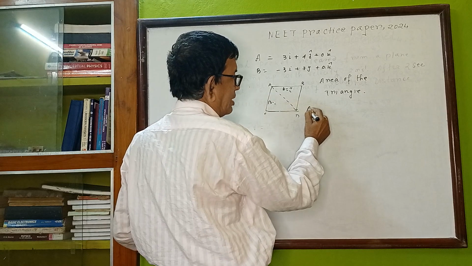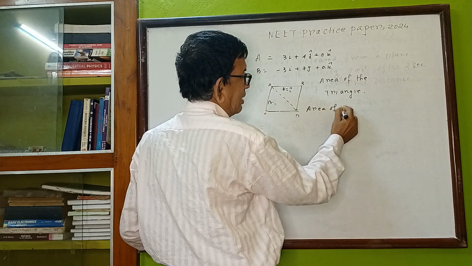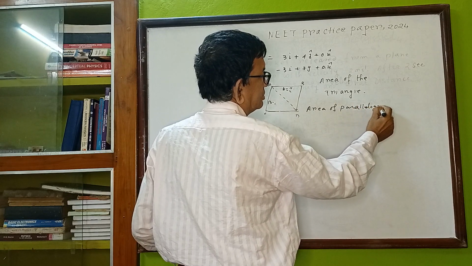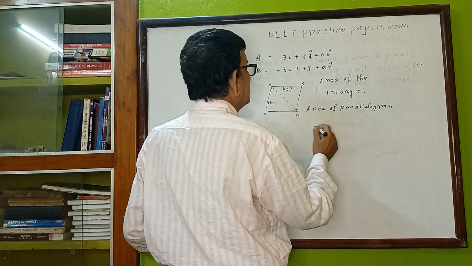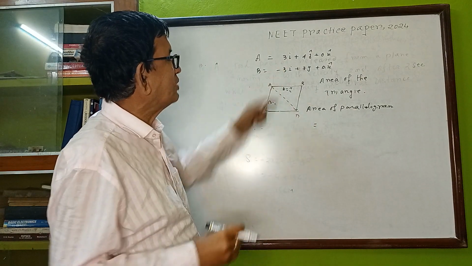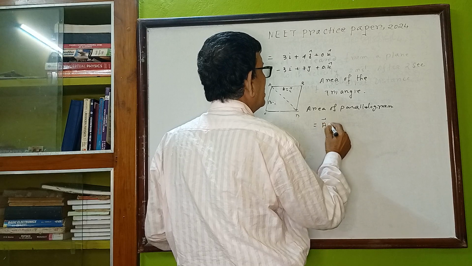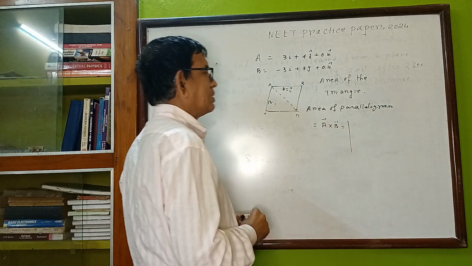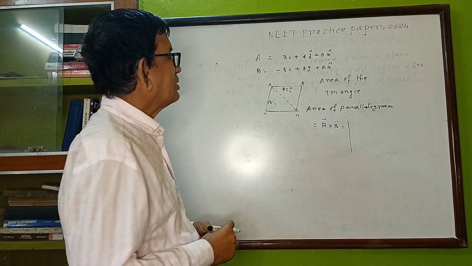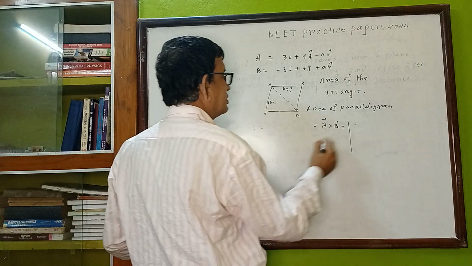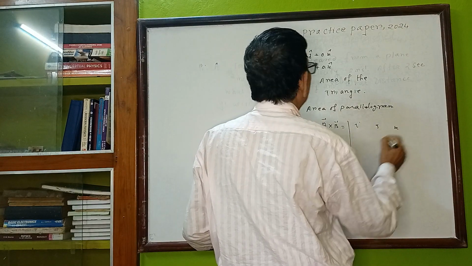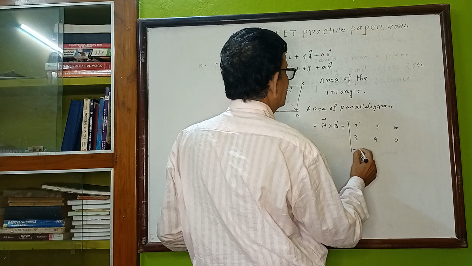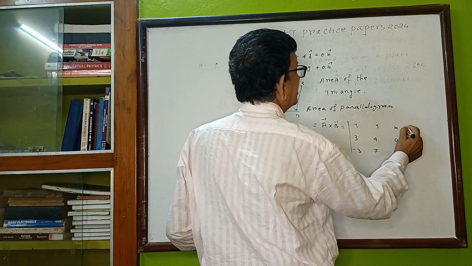So the area of the parallelogram is equal to the magnitude of the cross product of these two vectors, A cross B. First calculate A cross B, and after calculating it, take the magnitude. That means I, J, K, then you write down 3, 4, 0 and minus 3, 7, 0.